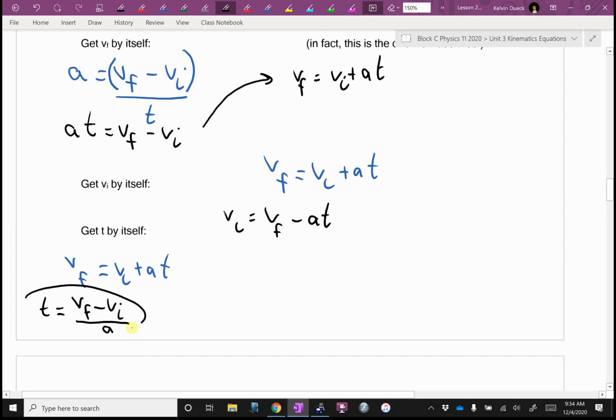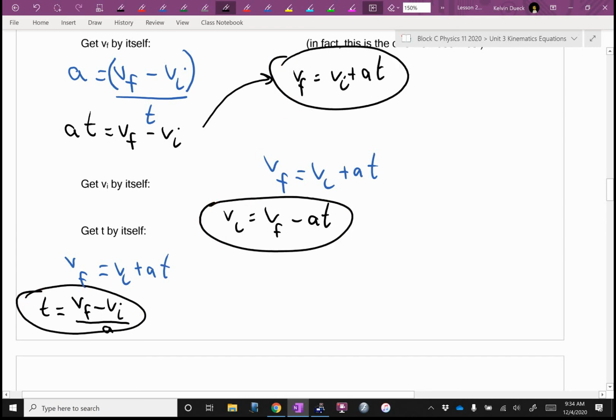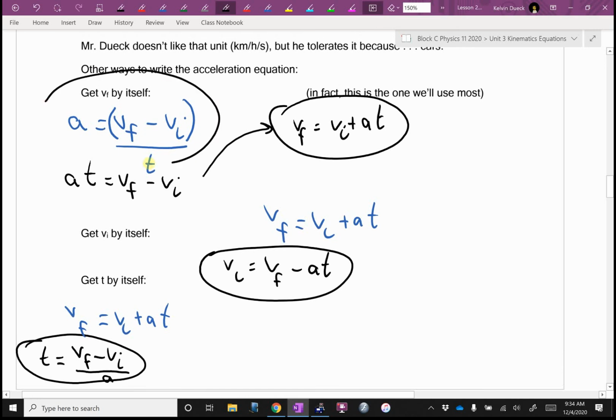So, four equations in one. There's one for time. There's one for VI. This is going to be our starting point typically. And, oh yeah, here was one for acceleration.